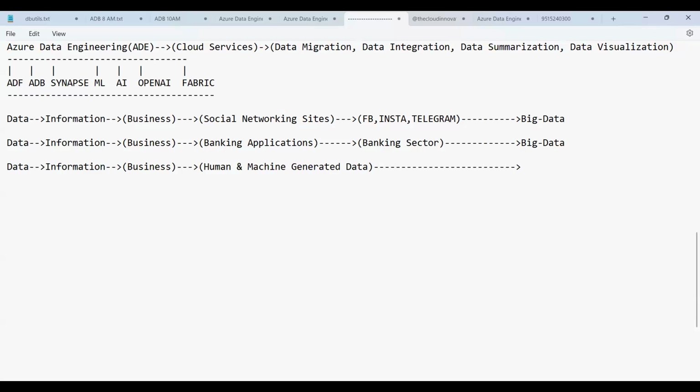Even we generate a massive amount of data, which is called big data. And apart from this, what is the very important source we are missing, guys?